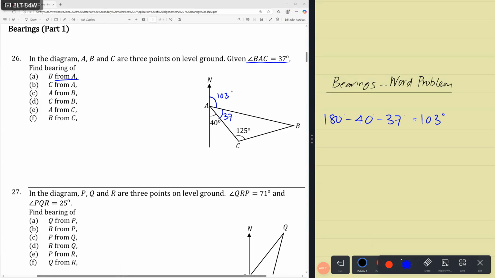Okay, so part B, bearing of C from A. Bearing of C from A. So I'm going to label this in red. Bearing of C from A, same location from A, but the bearing is now this red angle, correct? Because it is the one that joins point A and point C. And from that, the bearing is just 103 degrees plus 37 degrees. And this will give us 140 degrees.